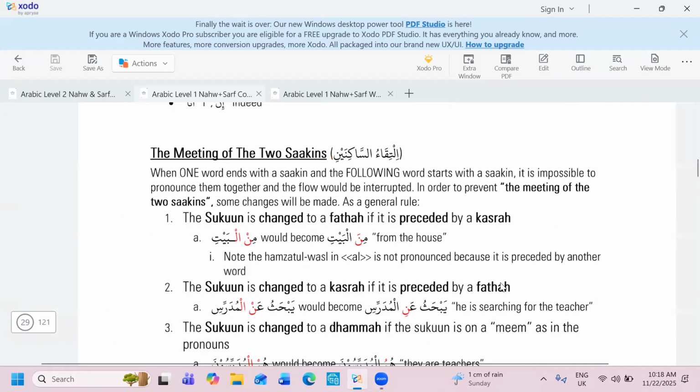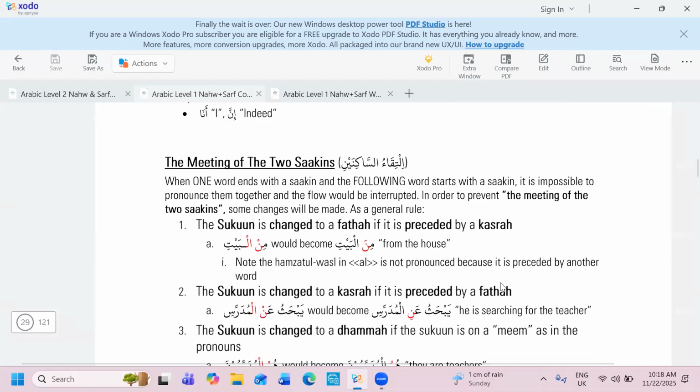Okay, now there's one more thing. Again, this will come with practice. What happens when we have two words coming together? One ends with a sukoon and the other one starts with a sukoon.